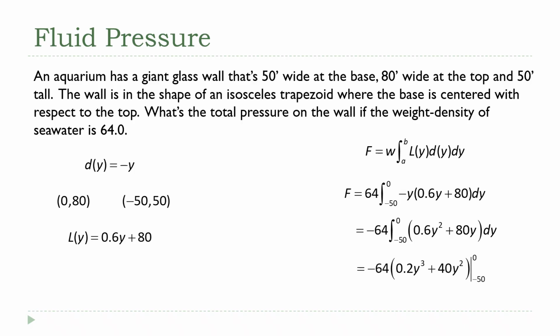Now we can do the antiderivatives using our power rule. And if we substitute these values in, if we put 0 in there for y, it becomes 0. And if we put negative 50 in, this comes out to a grand total of 4.8 million pounds worth of force being exerted over the whole of this giant glass wall.